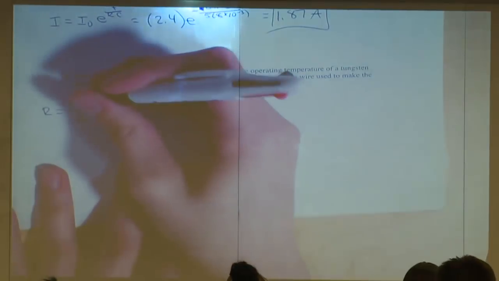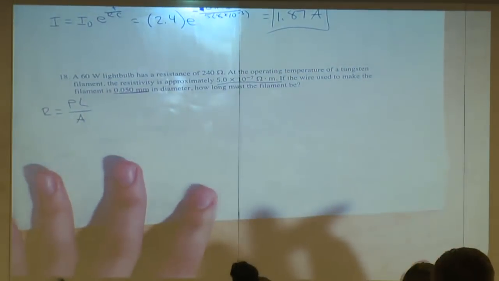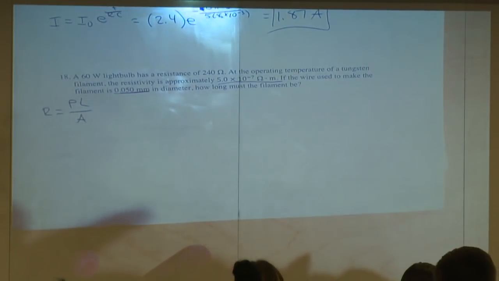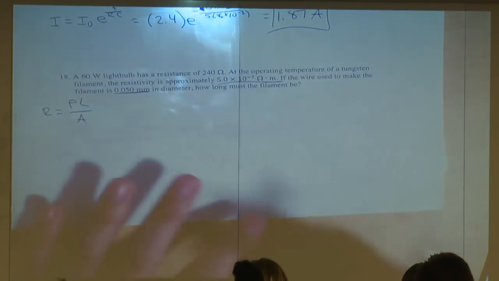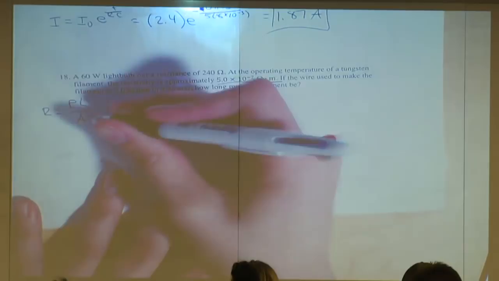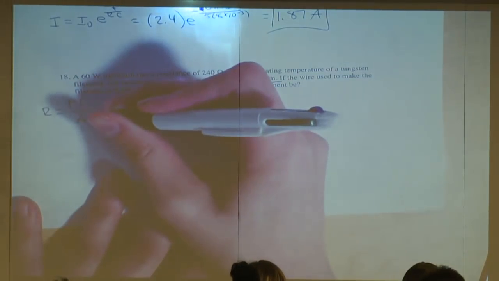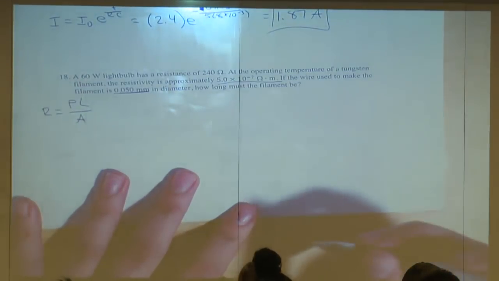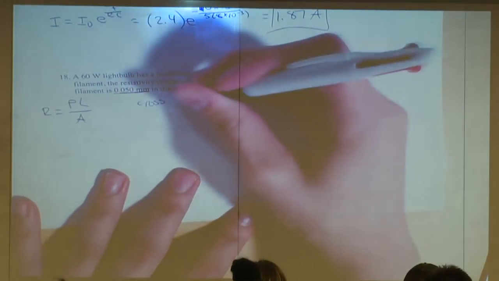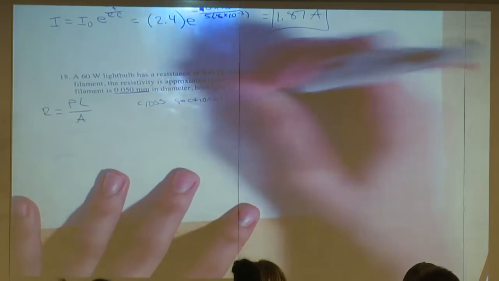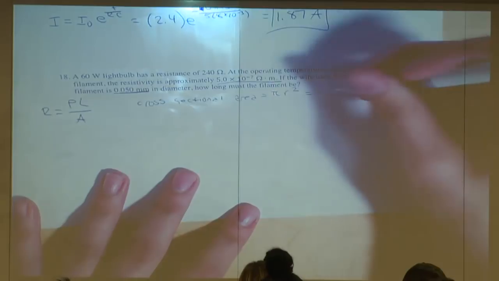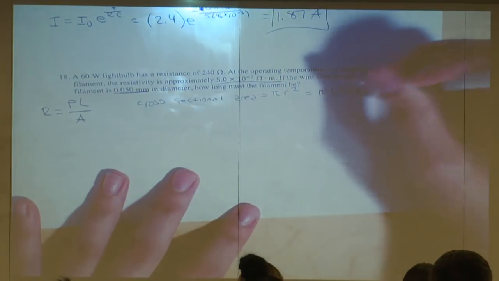Because this is resistivity, and that's the only equation that you can find that in. So it's a good guess that that's the right equation. Okay, so we want to know how long the filament must be. We know the diameter of it. Based on the diameter, we can pretty easily find the area. So the cross-sectional area equals pi r squared, which is the same thing as pi times 1/2 d squared. So you can do it like this too.